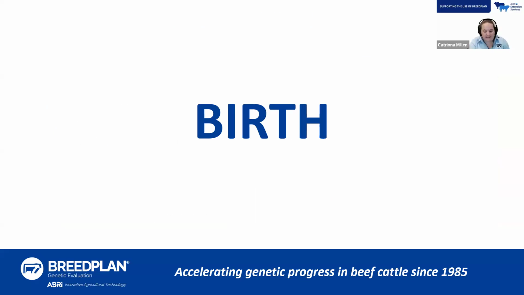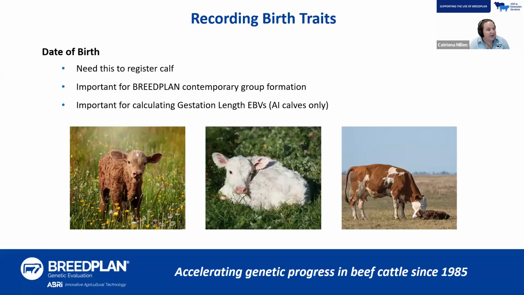Okay, our next life stage is birth. So this is when we record our date of birth. We need that to register our calf. It's really important for BREEDPLAN contemporary group formation, so how we decide which calves should be compared head to head and which shouldn't. There is a seasonality effect that we apply across there, so we need to know when they were born. And as I mentioned earlier, it's quite important also for calculating our gestation length EBV for those AI calves, because that way the system can work out what the gestation length was.